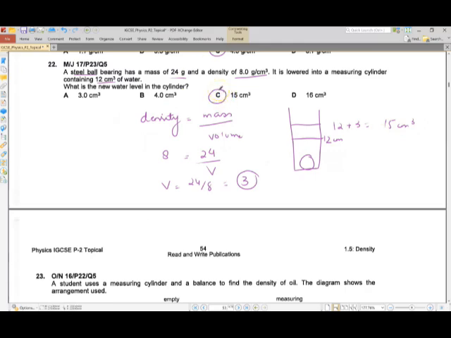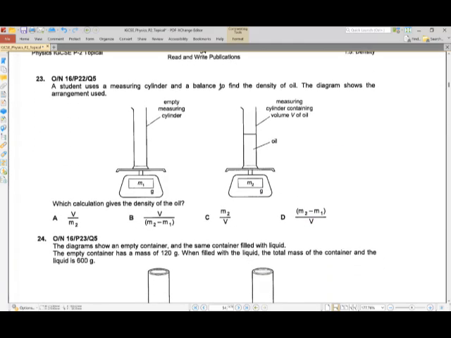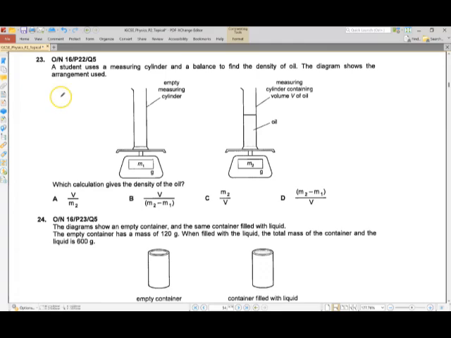But it's still a clear-cut question with an easy answer. Okay, question number 23. A student uses a measuring cylinder and a balance to find the density of the oil. The diagram shows the arrangement used. Okay, which calculation gives the density of the oil? Okay, density, as we know, is mass per volume.